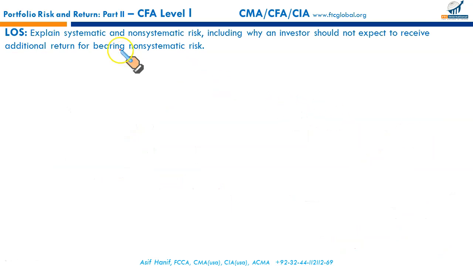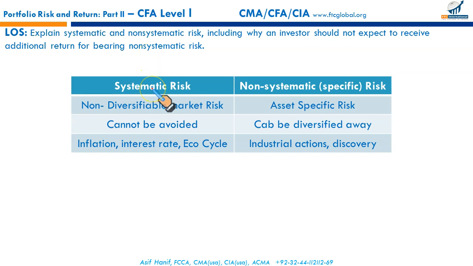The next LOS says explain systematic and non-systematic risk, including why an investor should not expect to receive additional return for bearing non-systematic risk. First of all, systematic risk, as we discussed earlier in the previous reading, is non-diversifiable market risk. It cannot be avoided. We cannot avoid inflation, interest rate risk, the business or economic cycle. Every business, every firm is affected by these risks. That's why it's called the risk of the system, and that's why we call it systematic risk.